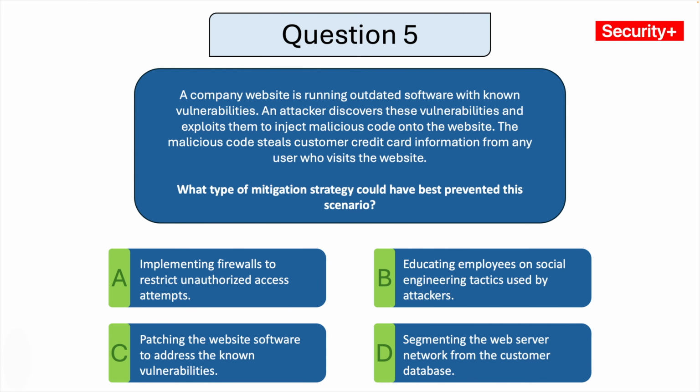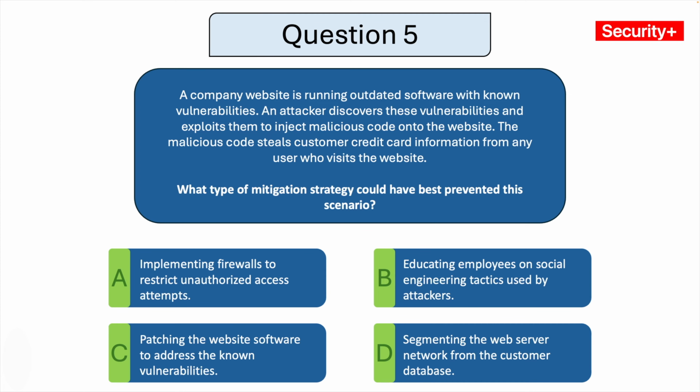All right, so I would say this is a simple one. Don't think too hard on this question. You just have to ask yourself, how did the attacker exploit the website? And in the scenario, it actually tells you. That's by discovering and taking advantage of known vulnerabilities. So the keyword there is known vulnerabilities. What would have been a great way to mitigate these known vulnerabilities? That'd be simply patching the website software to address the known vulnerabilities.